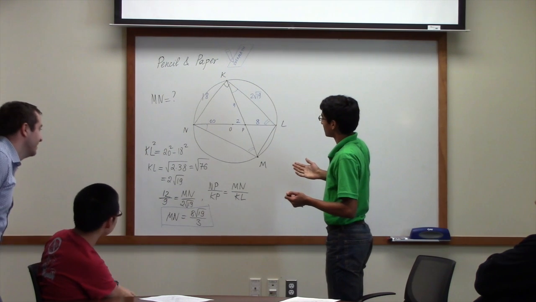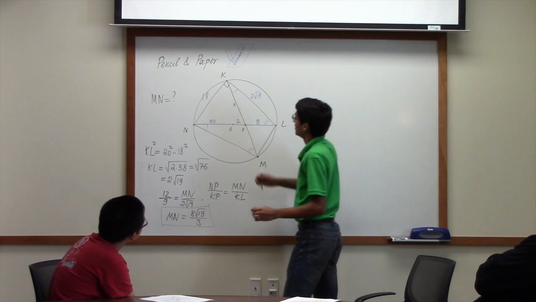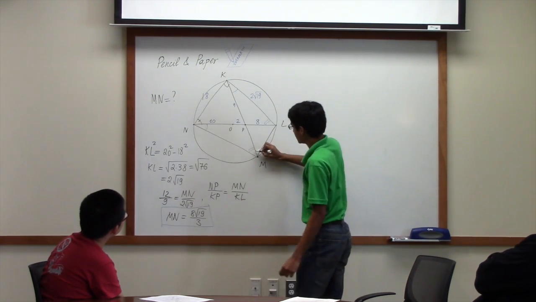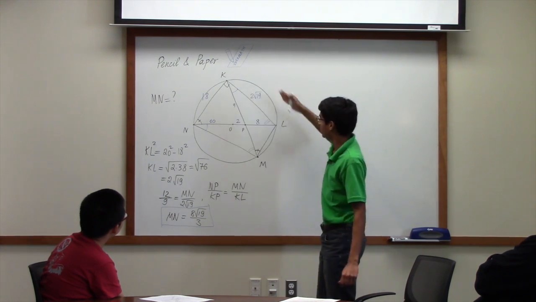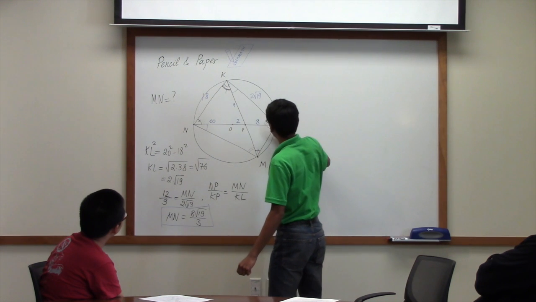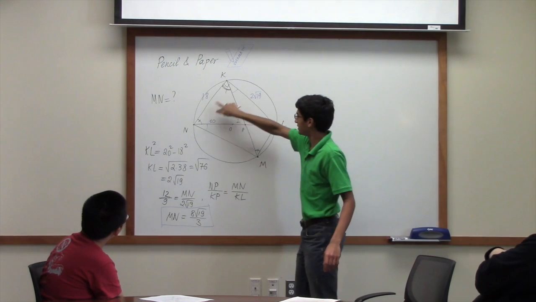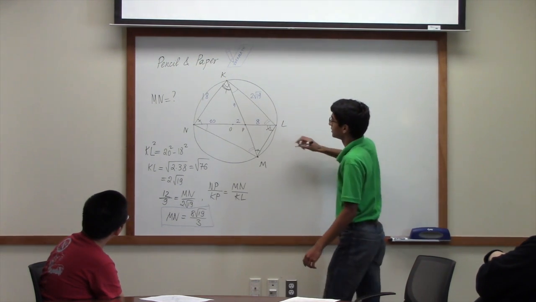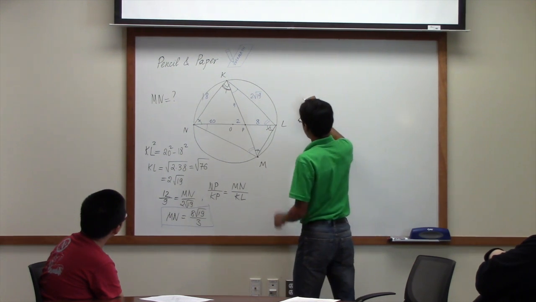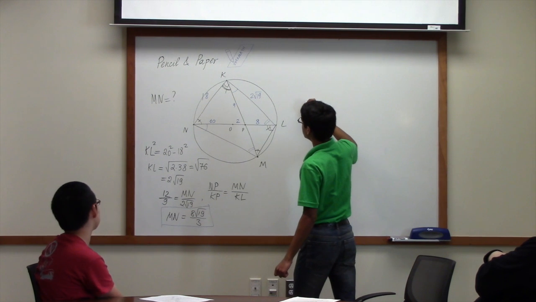I also used a different pair of similar triangles. I saw that this angle here is equal to this angle because they both have arc KL, and then this angle is equal to this angle for the same reason. So if we look at this triangle and this triangle, they're similar. So if we try to find LM, the ratio is 9 to 8, because KP to PL.